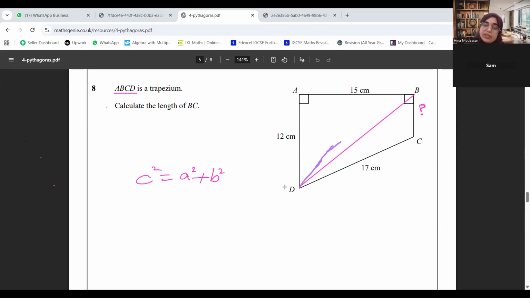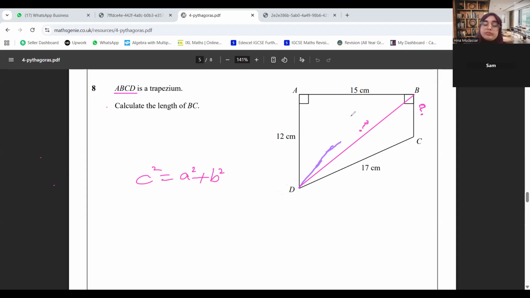Which triangle looks like a right angle triangle, please? The one that has 15 centimeters and 12. Okay, ABD is a right angle triangle. Yeah. It is a right angle triangle, but in this right angle triangle, BD is the hypotenuse. If you find BD, will it be helpful to find BC? Yeah, it will be. For example, we find it out.